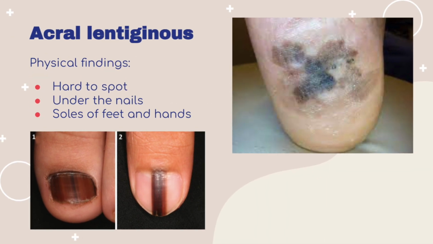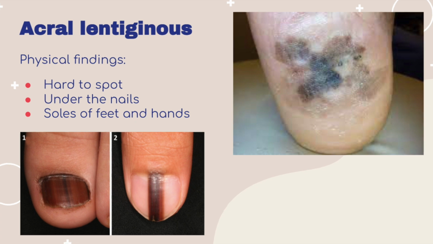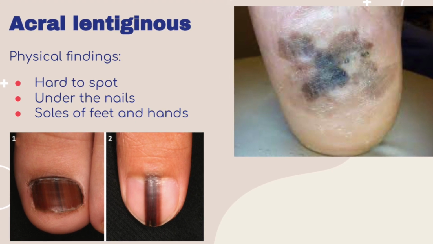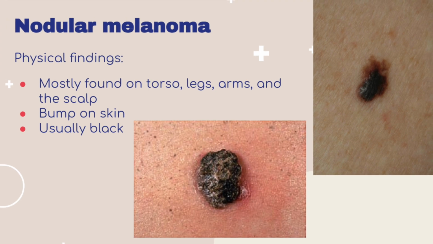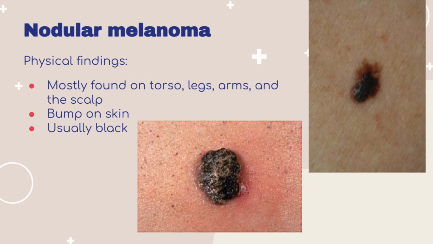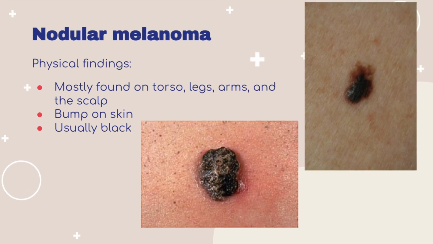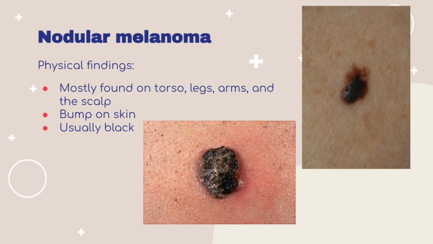Acrolentiginous melanoma is hard to spot because it's mostly found on the soles of feet, on the hands, or under the nails. Nodular melanoma is found on the torso, legs, arms, and the scalp of often older men. It's a bump on the skin and it's usually black.